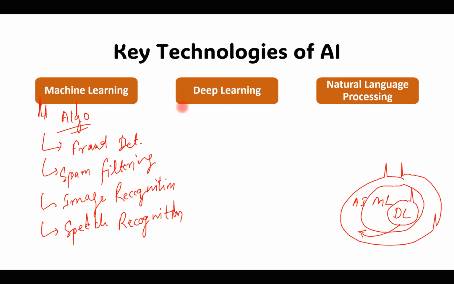Now we will talk about deep learning. What exactly is deep learning? Deep learning is a subfield of machine learning that uses artificial neural networks. Sorry, this pen is not working well today. Why does it use artificial neural networks? To learn from data.